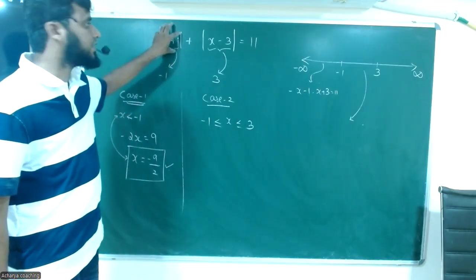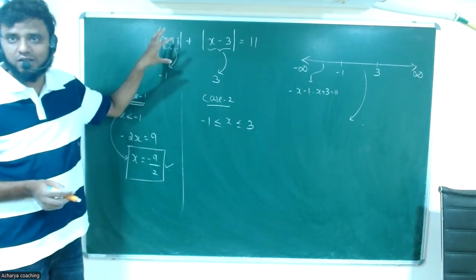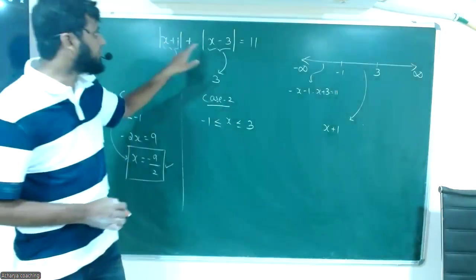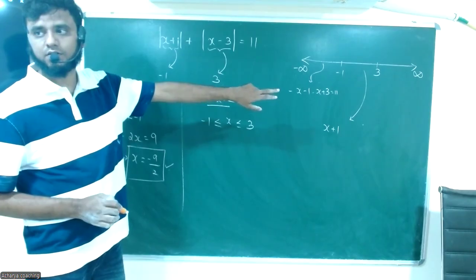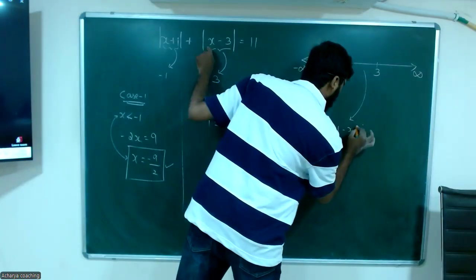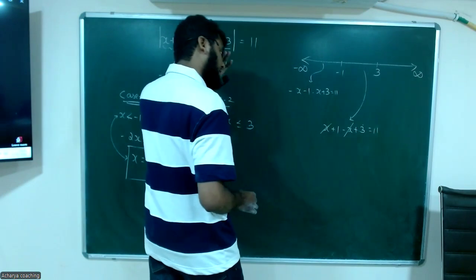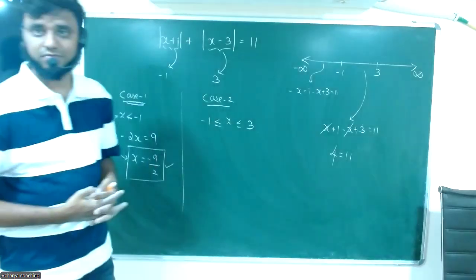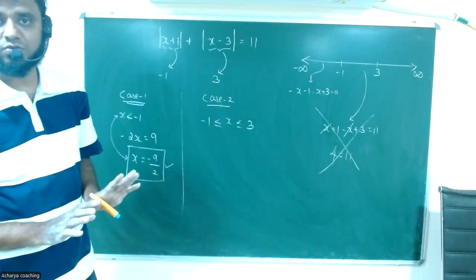If I substitute 0 inside this, positive or negative? Substitute 0 inside, it is positive, which means we have to open as it is. Clear? If I substitute here, negative. If I have to open this, I have to multiply with minus sign, then only I have to open. So minus x plus 3. So this value is 11. Plus x minus x will get cancelled. 3 plus 1, 4. So 4 equal to 11. Is this possible? No, right? So from case 2, no solution.